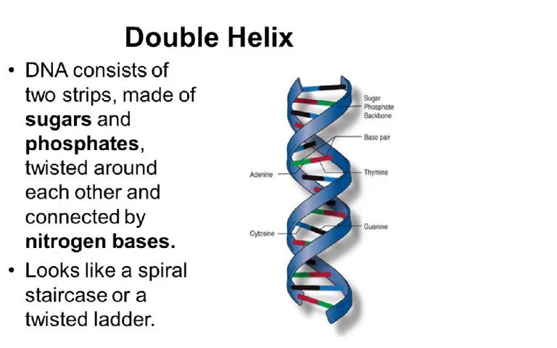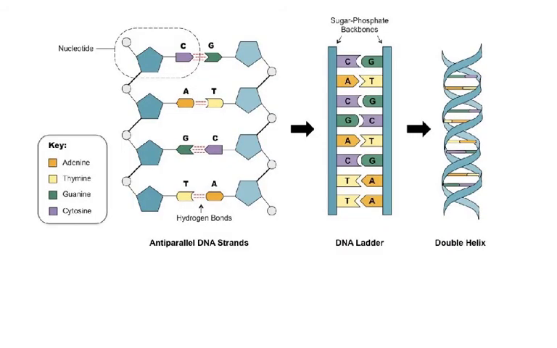Another diagram showing you the DNA consists of two strips made of sugars and phosphate twisted around each other and connected by nitrogen bases. Looks like a spiral staircase or a twisted ladder. Another diagram showing you the anti-parallel strands. You see, this is directed like this, these are directed like this.